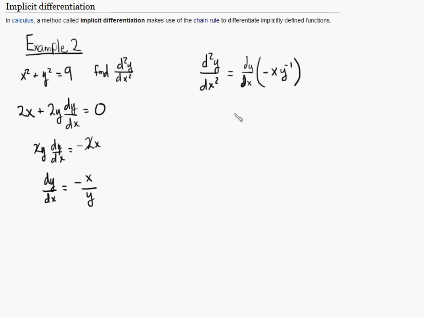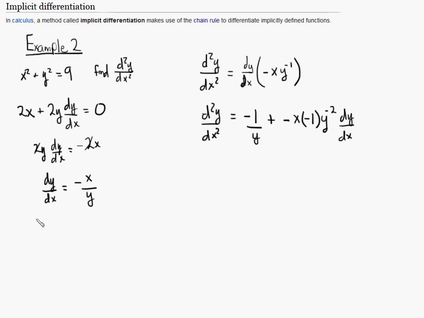And then I take the derivative of this, and we use the product rule, so we have negative, the derivative of the first one is 1 times the second function, y. And then another term is we write down the first function and take the derivative of the second function. Negative x, the derivative of that function is negative 1 y to the negative 2 and dy/dx, and this is d2y/dx squared.